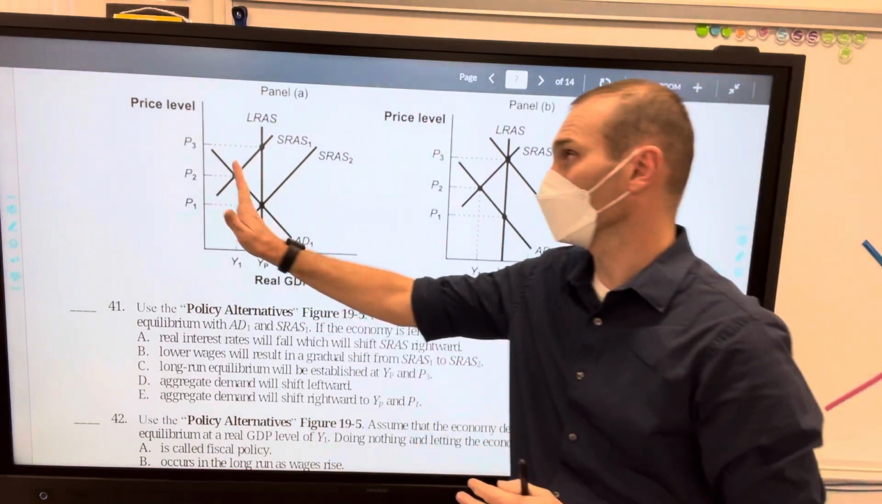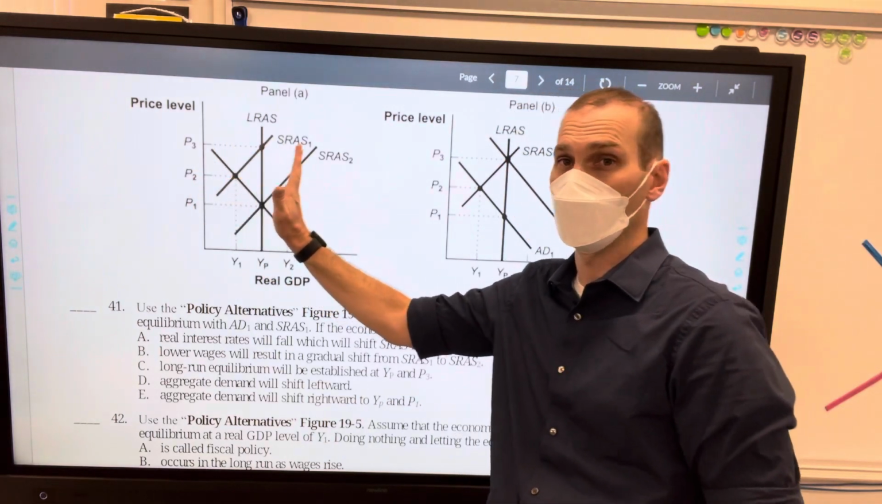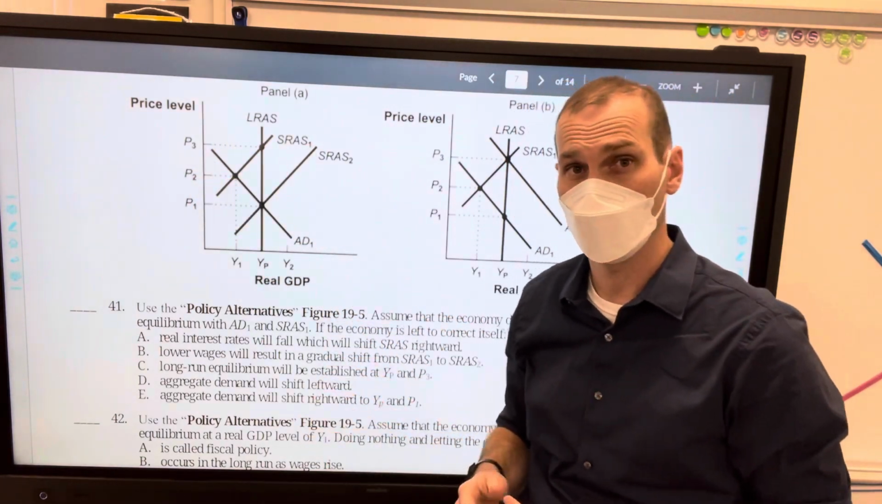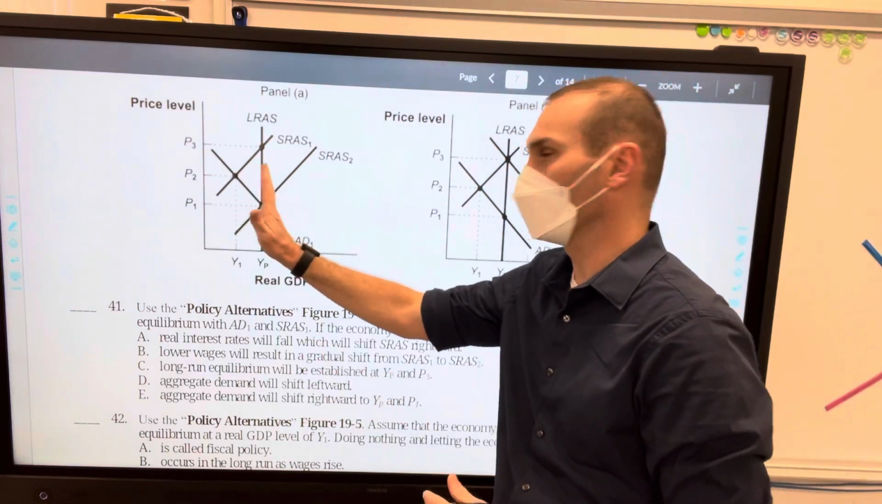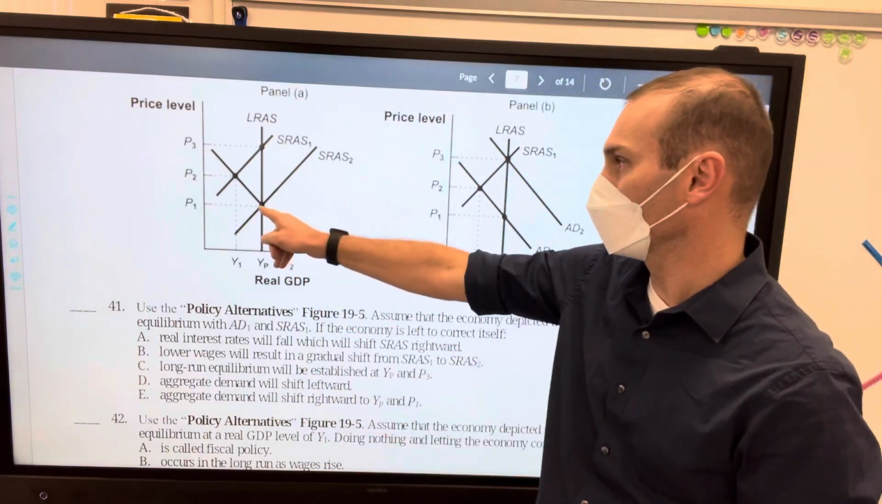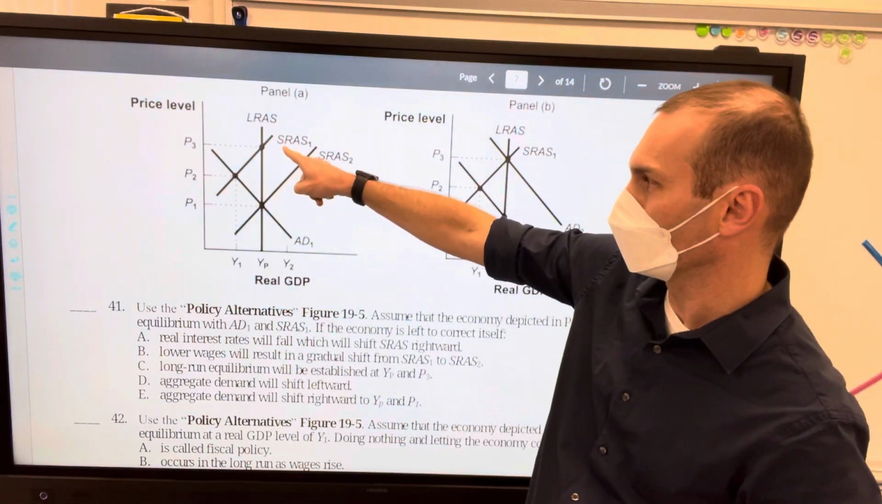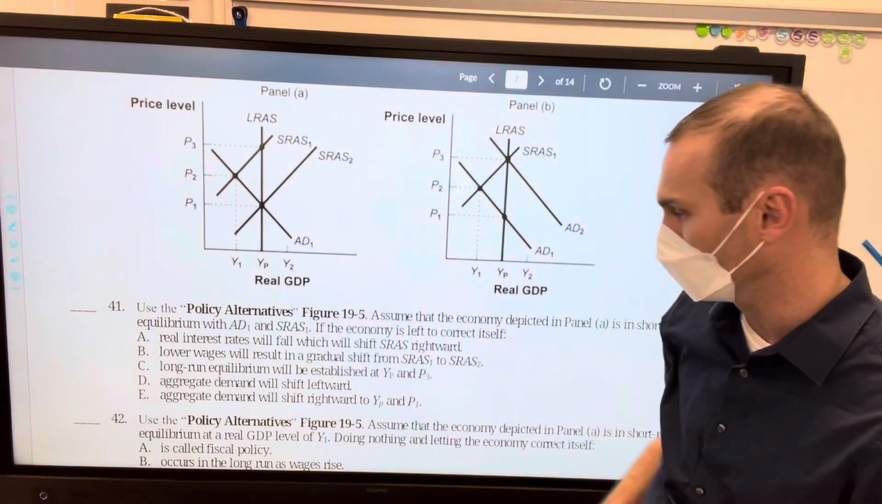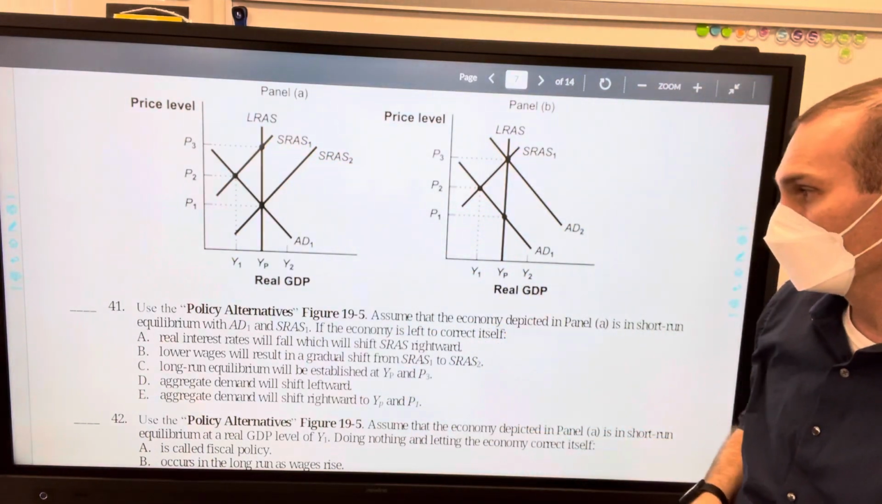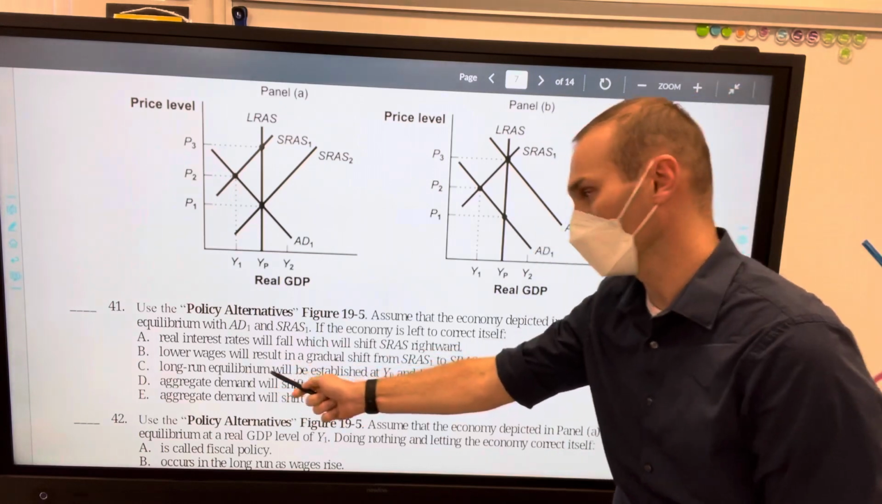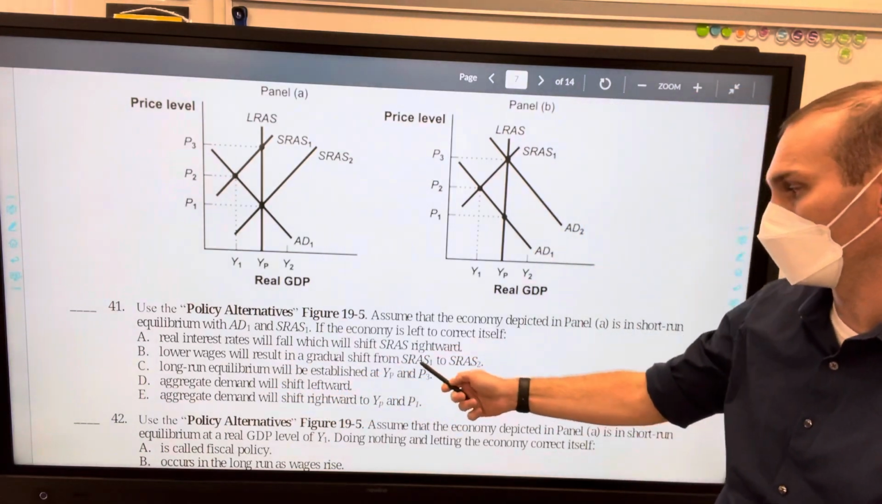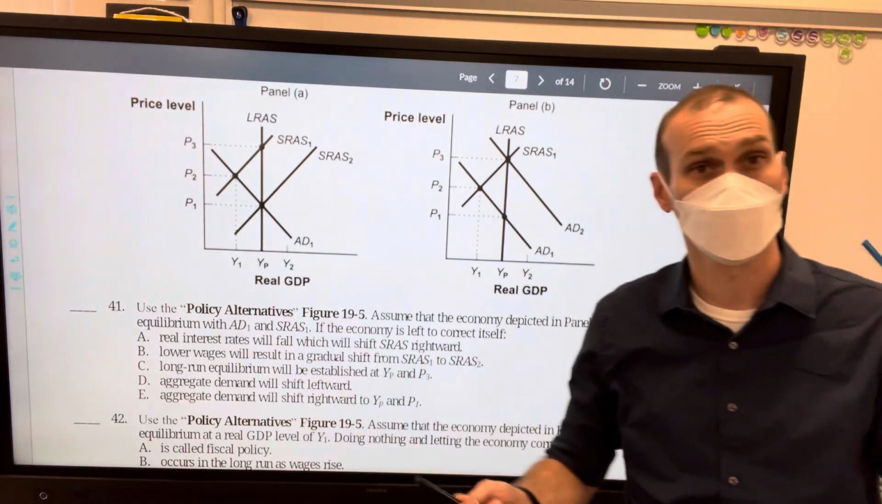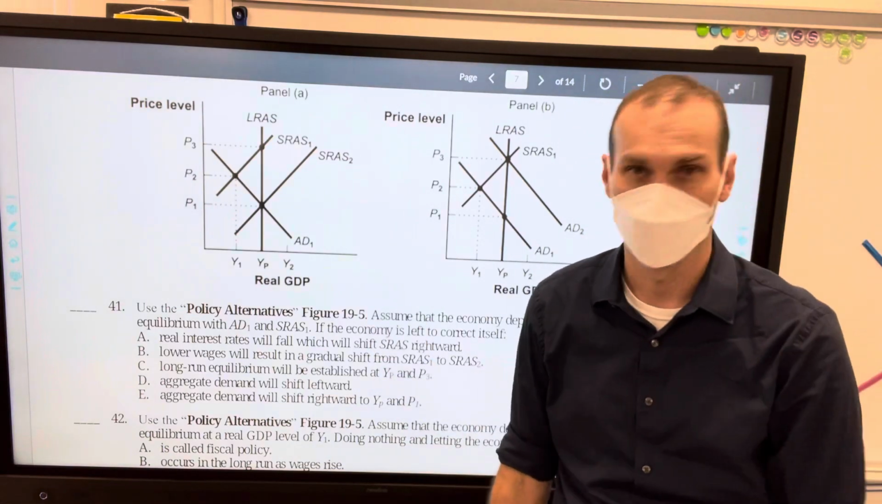As wages start to fall, short-run aggregate supply is going to increase. Remember, that's a determinant of short-run aggregate supply. And as short-run aggregate supply increases, it'll get us back to potential. It's sort of like if we went from SRAS1 to SRAS2. So knowing that, the correct answer is lower wages will result in a gradual shift from short-run aggregate supply 1 to short-run aggregate supply 2. Well, there you go. Right what I said.